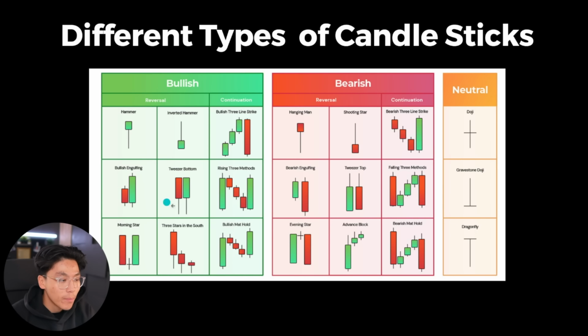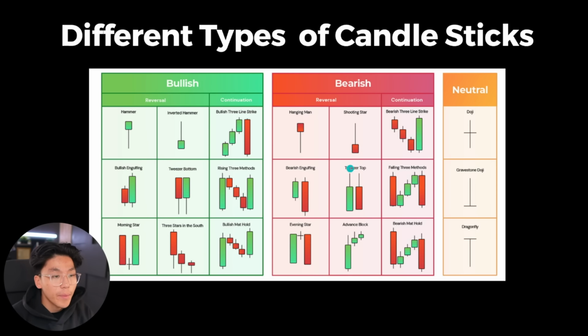We have a tweezer bottom, which signifies a potential double bottom and a potential reversal. We have all different types of bullish patterns, but the main things I want you guys to look out for are the hammers and the inverted hammers. These are the most important candles in the right context. And as we go over to the bearish candles, we have the hanging man and the shooting star, right? These are also very important as well.